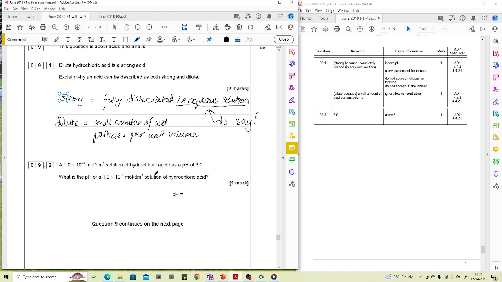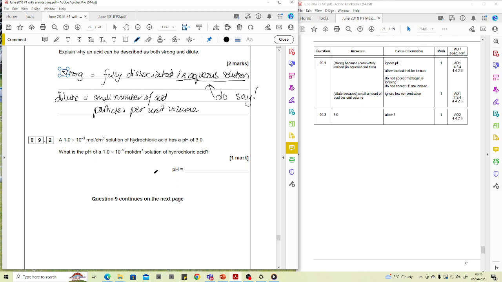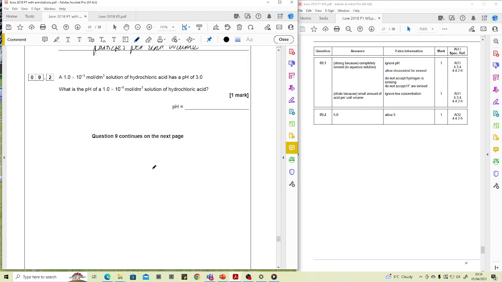Okay, so question 9.2. We have 1 times 10 to the minus 3 mole per decimeter cubed is pH 3. What is the pH of 1 times 10 to the minus 5? And so what we're looking at here is we've got to see that it's more dilute. So that means that the pH will go up. So that's 5.0.